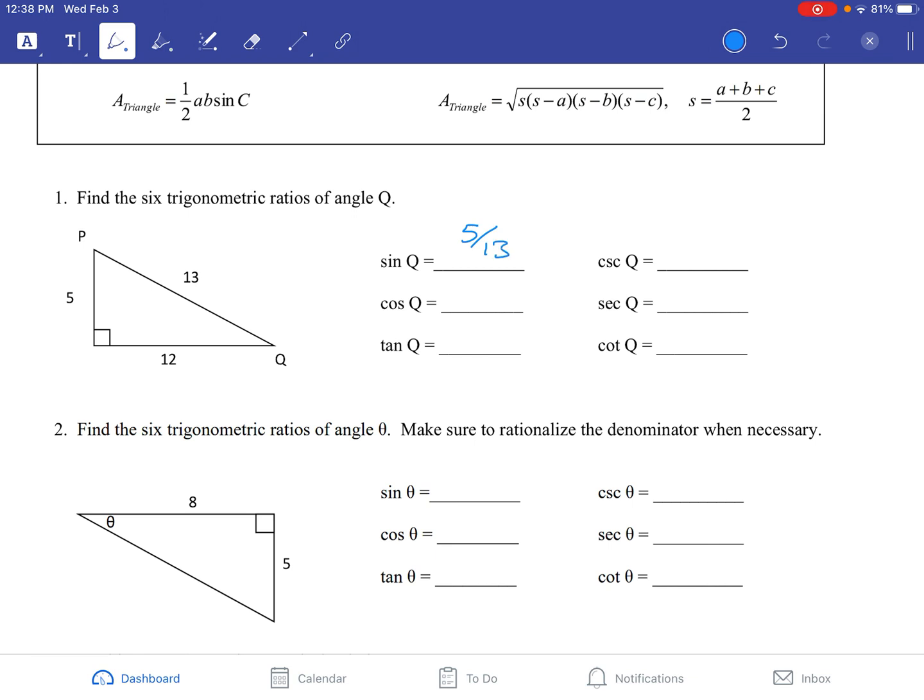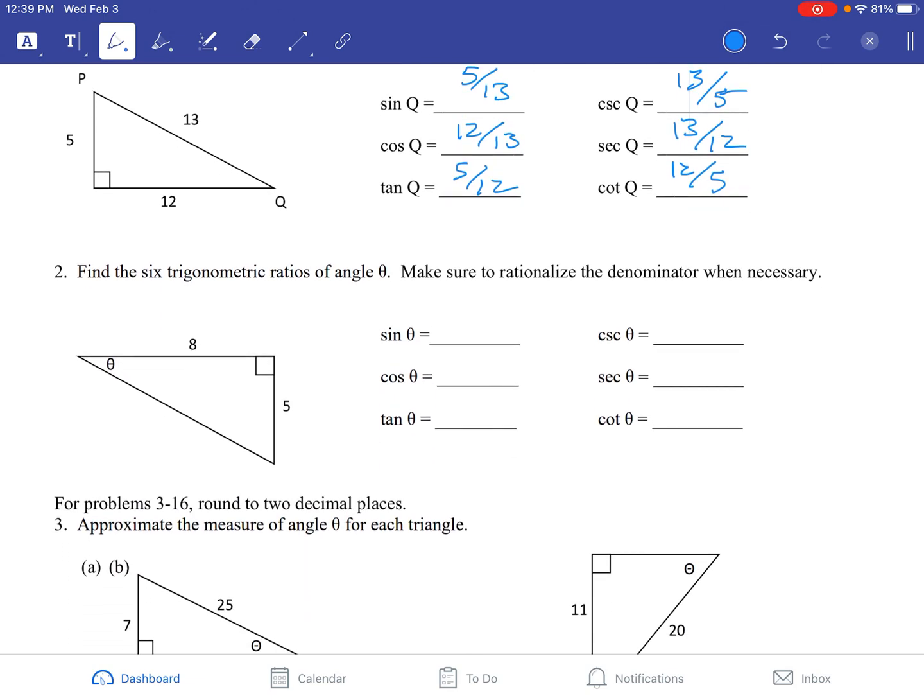For cosine, adjacent over hypotenuse is 12 over 13. Tangent is opposite over adjacent, which is 5 over 12. For cosecant, secant, and cotangent, you're just using the reciprocals of the corresponding trig functions. So cosecant is the reciprocal of sine, 13 over 5. Secant is the reciprocal of cosine, so it's 13 over 12. And cotangent is the reciprocal of tangent, so it's 12 over 5. One thing to note, if you can reduce those ratios, you have to, okay?